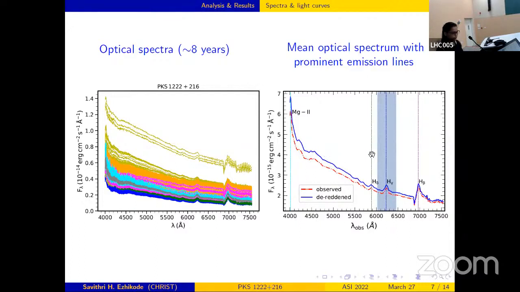And here are the identifications of the prominent emission lines in the source. The strongest line among these is the H beta line, but this emission region is affected by atmospheric features, so we avoided this region for further studies. We are selecting this H gamma emission region, which is the strongest among the other emission lines, and we are focusing on this region for further spectral analysis.